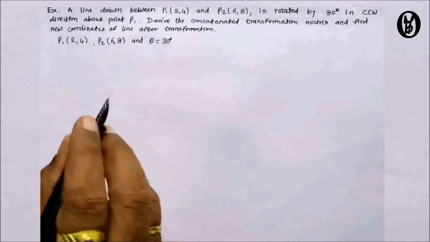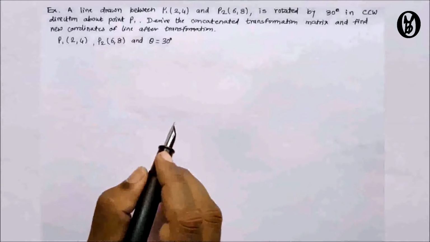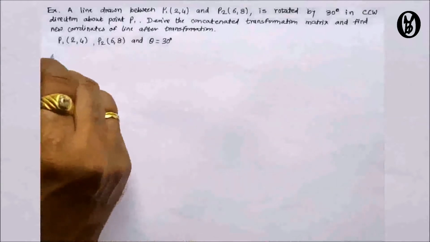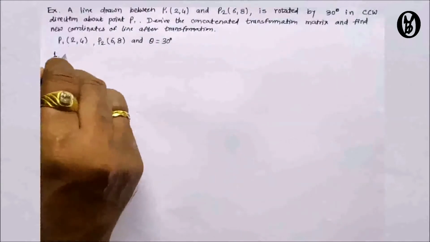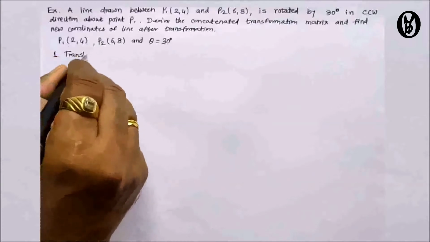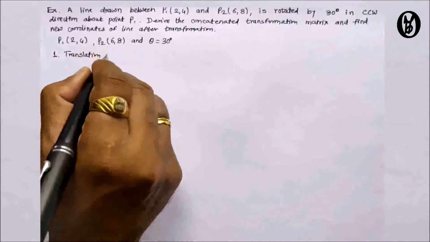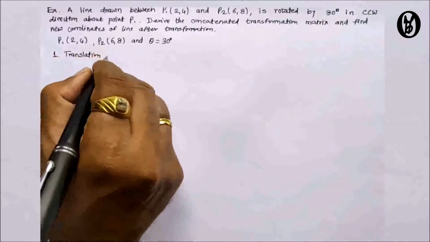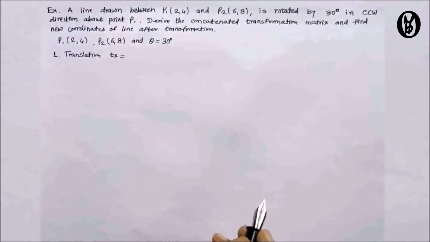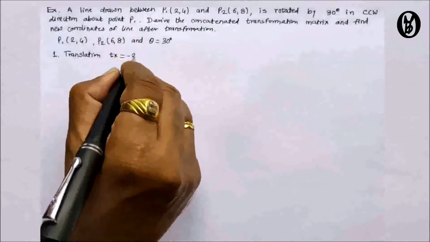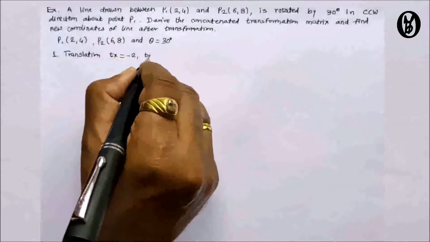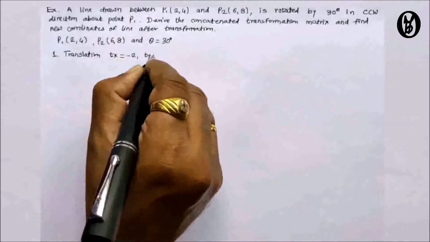The first step is translation, bringing point P1 from (2,4) to the origin. For that translation we have to take Tx, that is translation in x direction, equal to -2 to convert the coordinate of P1 into (0,0), and Ty equal to -4.